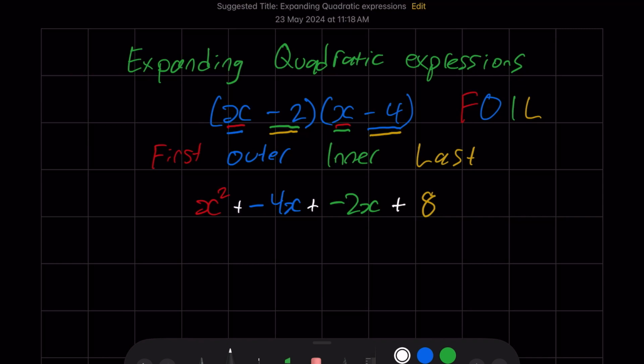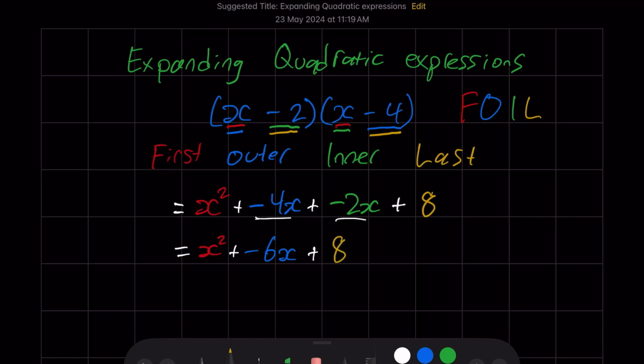So I will write pluses in between, a little equals out the front, and you can stop there. We can go one step further though, and we can write x squared. We can combine these two terms. -4 plus -2 is equal to -6. So I can write -6x and join our +8 on the end. And that is our answer.